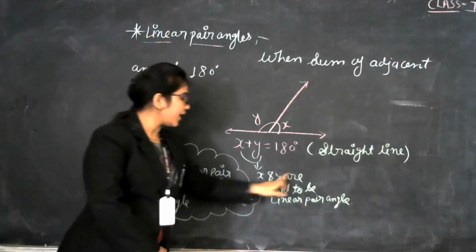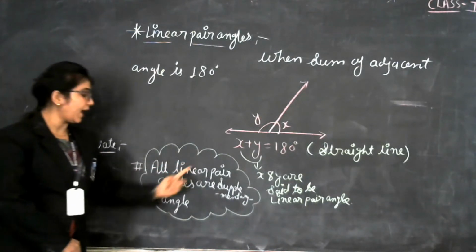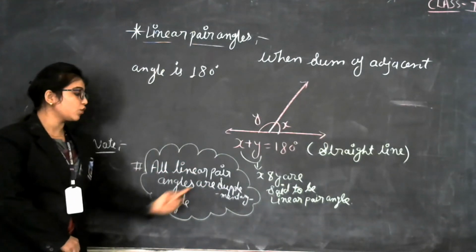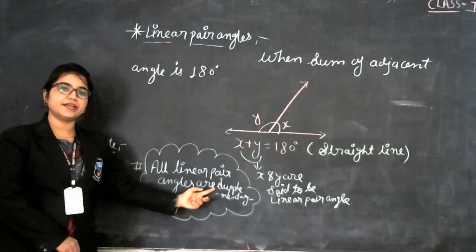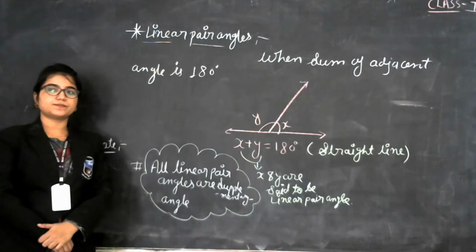Okay, so x and y are said to be a linear pair of angles, and note that all linear pair angles are supplementary angles, because supplementary angles also sum to 180 degrees. So all linear pair angles are supplementary angles.